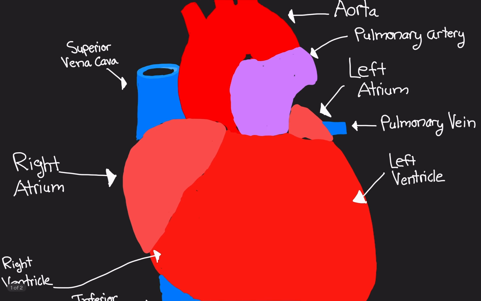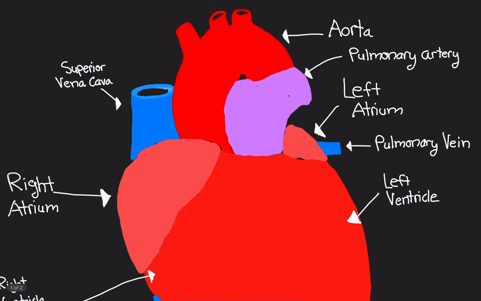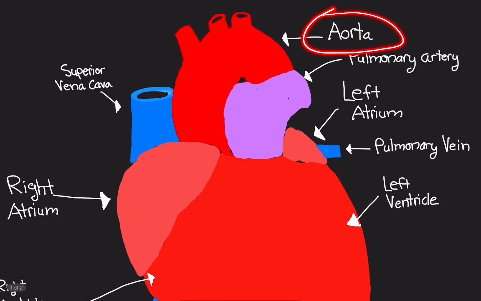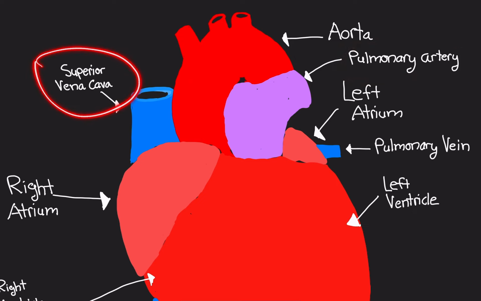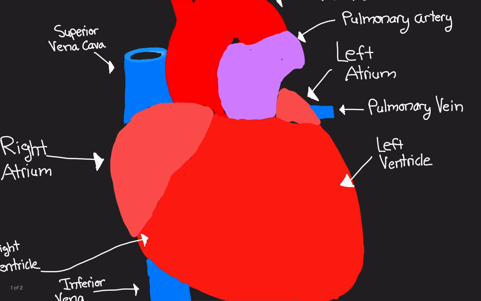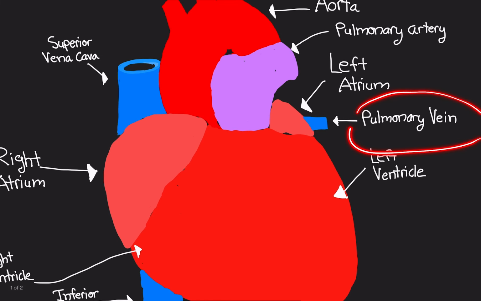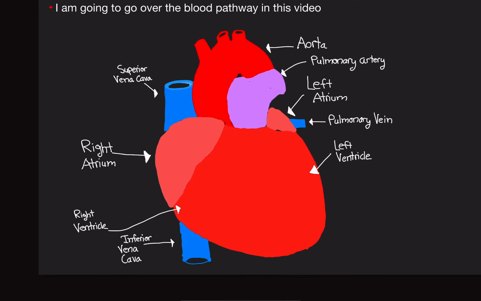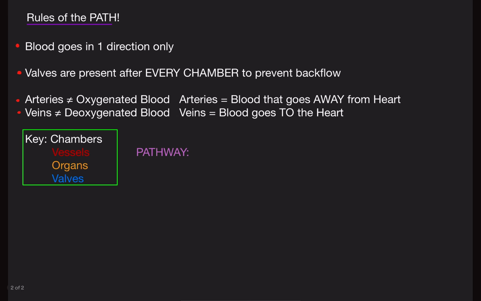We also have some arteries and veins attached to the heart. The aorta is an artery. It's the most powerful artery in our body. We also have the pulmonary artery, which goes to the lungs. We also have the superior and inferior vena cava. These are veins. We also have a pulmonary vein. And I'm going to go over what all of these mean right now.